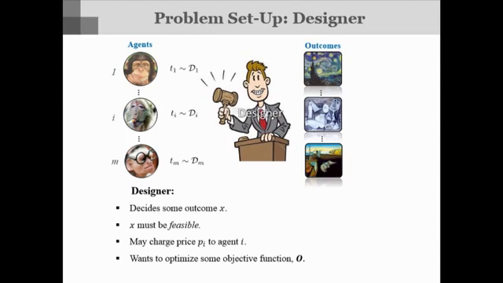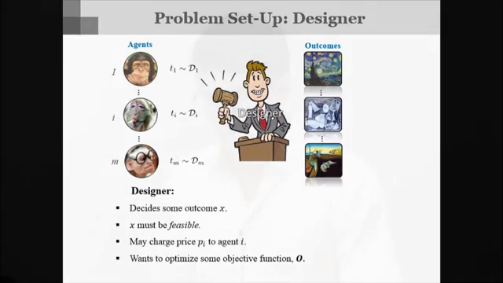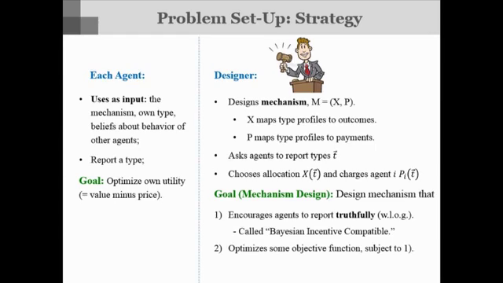Okay, so now the designer's goal is to decide some outcome, and this outcome should be feasible. So I'll give you some concrete examples later, but think of it as if I only have one item to give out, I should not be giving 7 people the item, right? If I only have one, I should be giving it to one person. And also, in addition to choosing an outcome, he's allowed to charge prices to the agents, and he has some objective function in mind that he wants to optimize. And this objective function, like I was saying, could depend on the types of the agents, and it can also depend on the prices that he charges, and it is also going to depend on the outcome he chooses. Okay, so before I give you examples, let me tell you the strategic aspect of the problem.